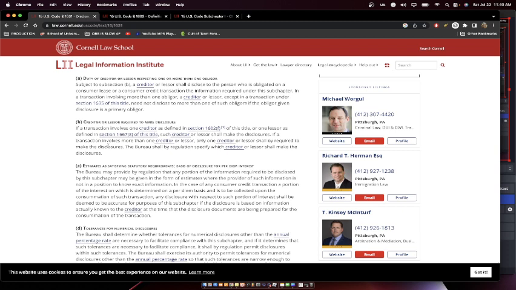Subject to subsection B, a creditor or lessor shall disclose to the person who is obligated on a consumer lease or a consumer credit transaction the information required under this subchapter. A creditor shall disclose the information required under this subchapter.